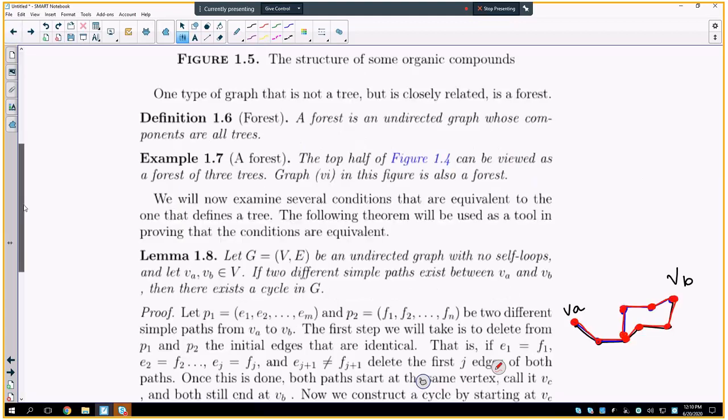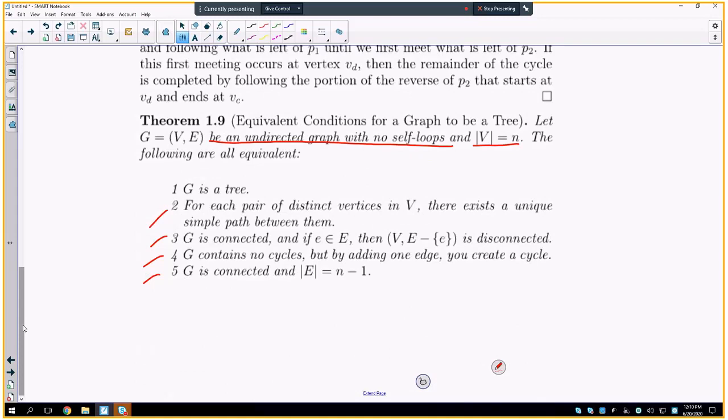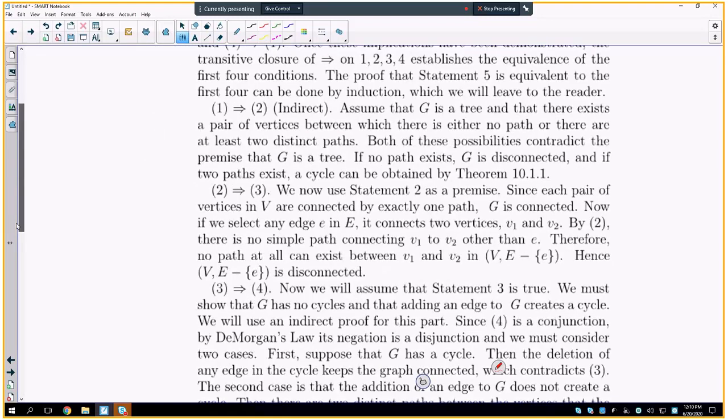So let's see what is property number 4. It says G contains no cycles, but by adding one edge, we're going to create a cycle. So what is my premise? My premise is G is a connected graph such that taking away a single edge from this graph will make that graph disconnected. And we want to use that premise to prove that G contains no cycles. And if I add one edge in this situation, then I'm going to definitely create a cycle. So let's try to see the proof of 3 implying 4.